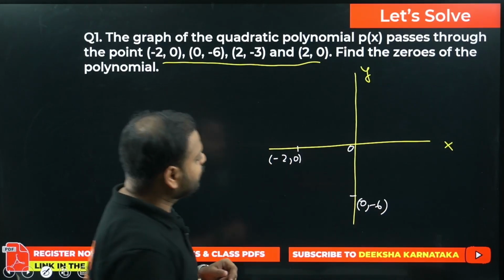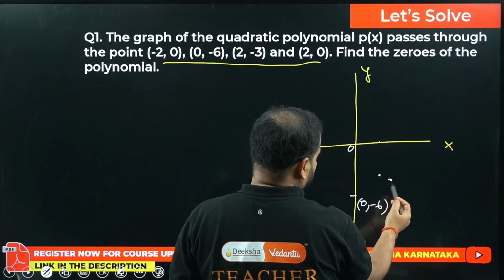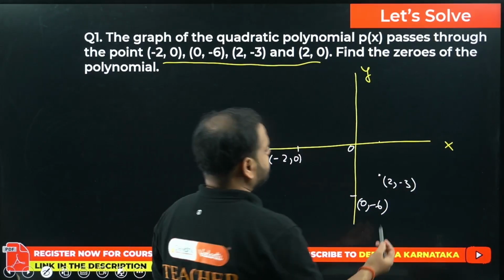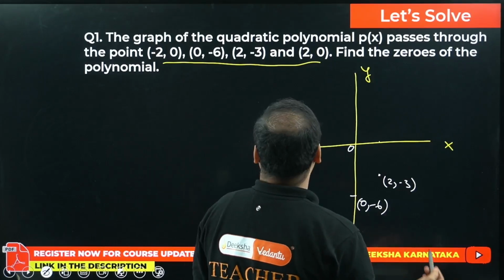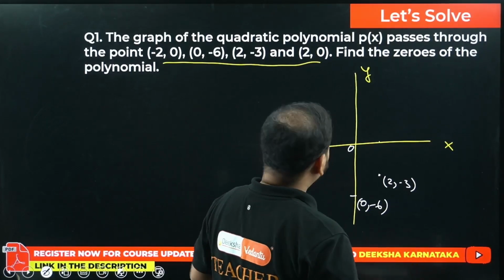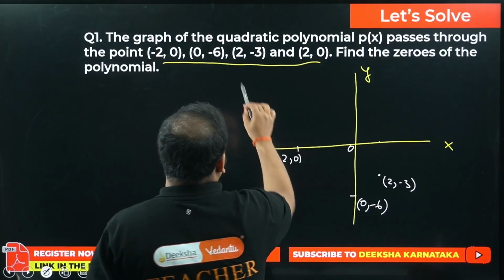Next, 2 comma minus 3. So 2 will be somewhere here, I can write it over here. 2 comma minus 3. What next? 2 comma 0. It cannot be 2 comma 0, right? Something else has to be there. I think it was 1 or something. It must have been 1.